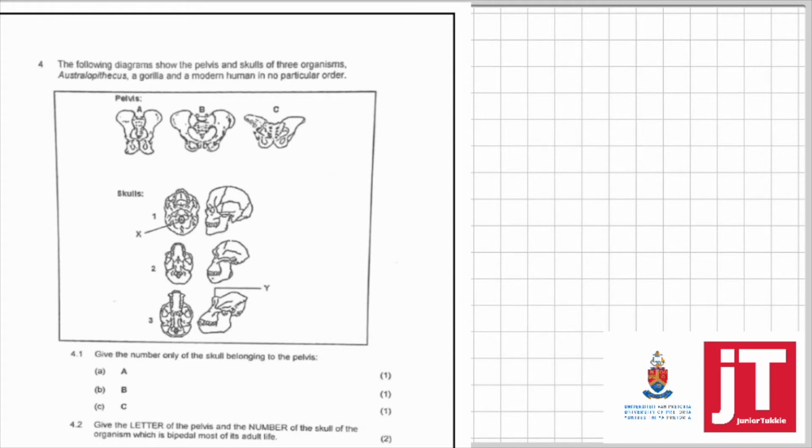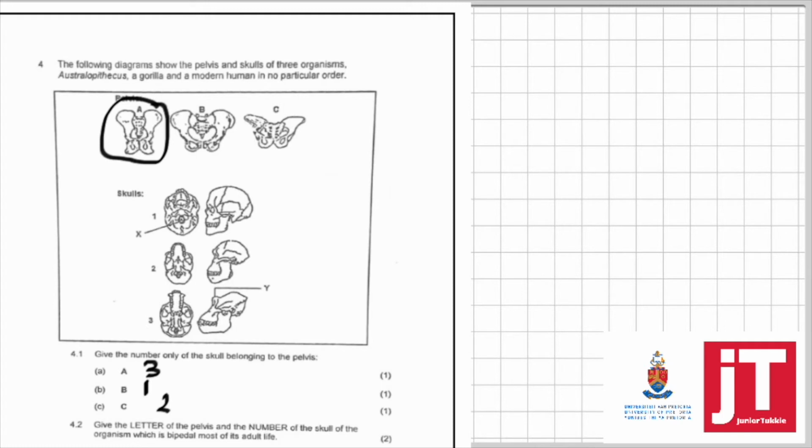The following diagram shows the pelvis and skulls of 3 organisms: Australopithecus, a gorilla, a modern human, in no particular order. 4.1. Give the number only of the skull belonging to the pelvis. So A, we have to match the skull, and A will belong to skull 3. Give the number of the skull only belonging to the pelvis B, and B will be 1. And then, of course, process of elimination, C will be 2.